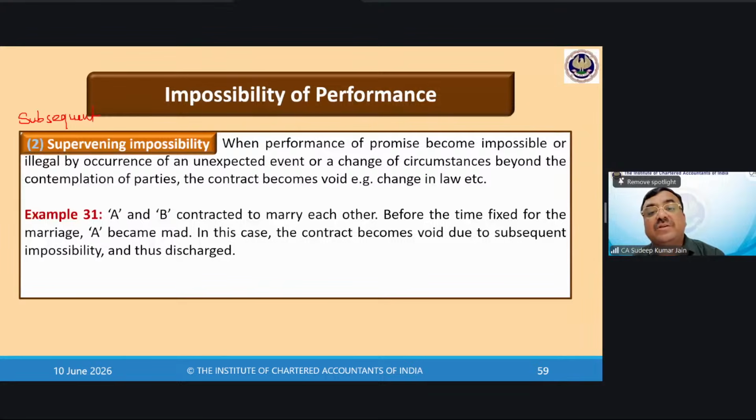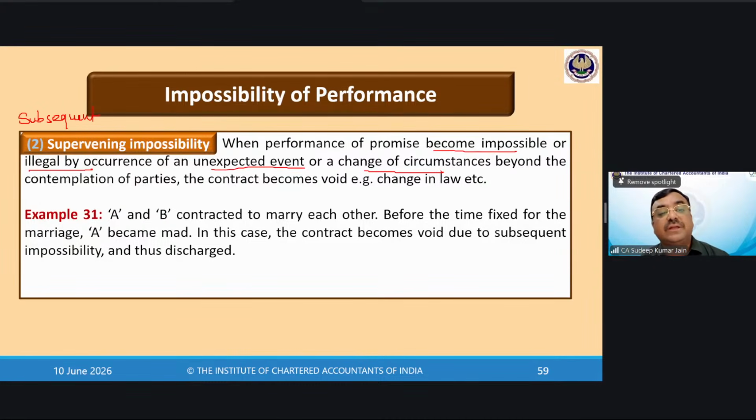When the performance of a promise becomes impossible or illegal by the occurrence of an unexpected event or change of circumstances beyond the contemplation and control of the parties, the contract becomes void. That is, for example, a change in law.